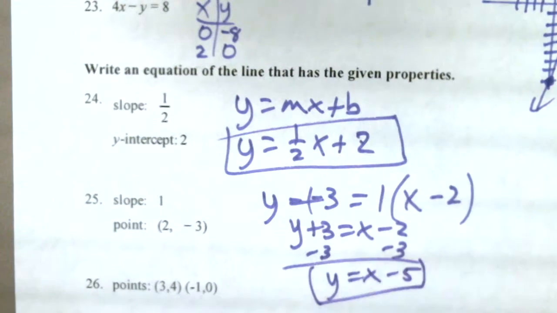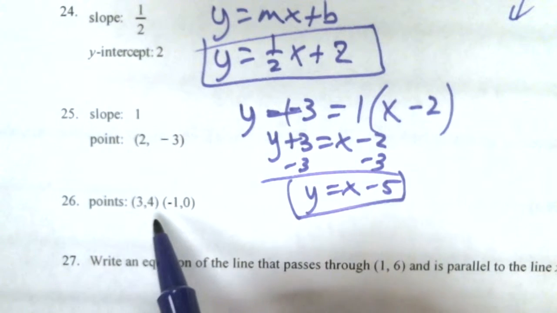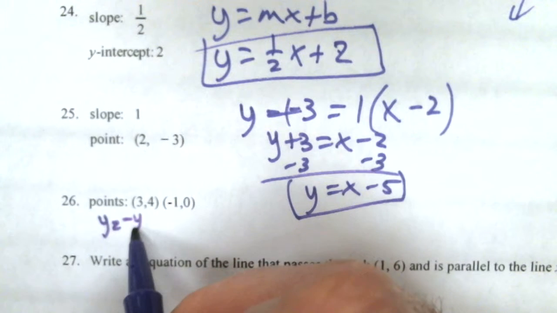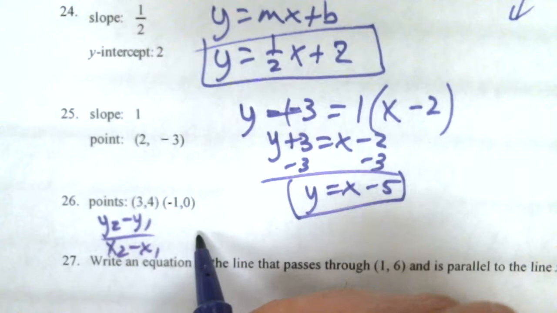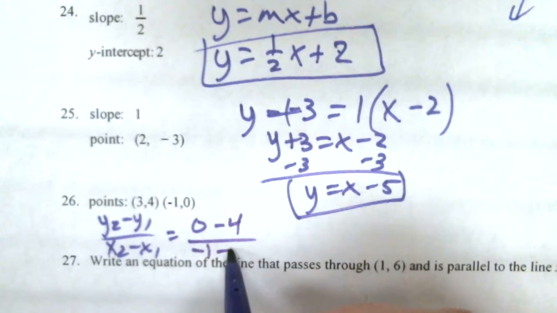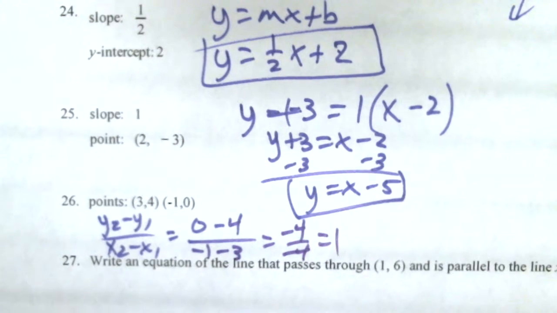Question 26, they're giving us 2 points and wanting us to find the equation of the line. First thing I'm going to do is use the slope equation to find the slope between these 2 points. y2 minus y1 over x2 minus x1. And I get negative 4 over negative 4, which is 1.